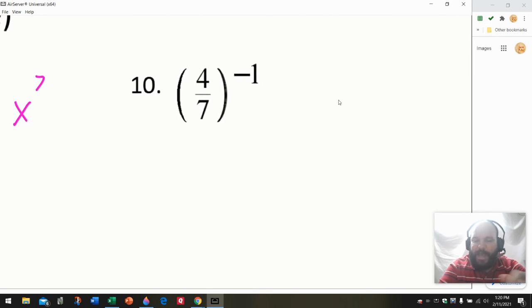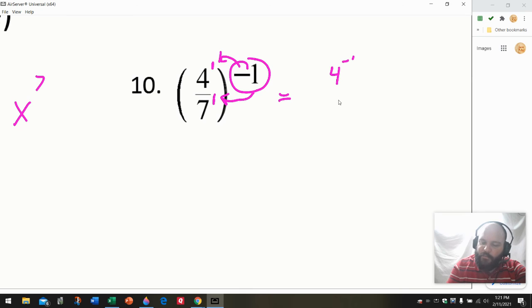Now, number 10 has 4 over 7 in parentheses, and then to the -1. Remember, the quotient property told us that we can take this -1 and apply it to everything inside there, because it is division. Keep in mind, though, that if there's no power on the base, we need to put the ones in. Now this -1 is going to multiply that one, and it's going to multiply that one. So when I do that, I get 4 to the -1 over 7 to the -1.